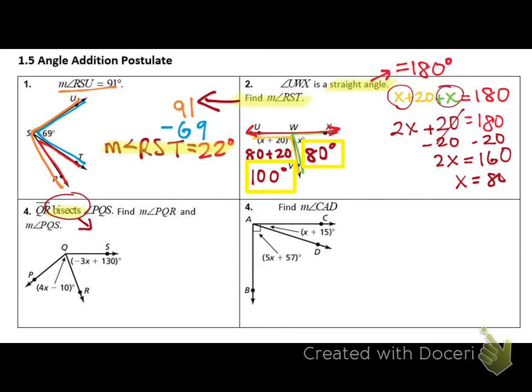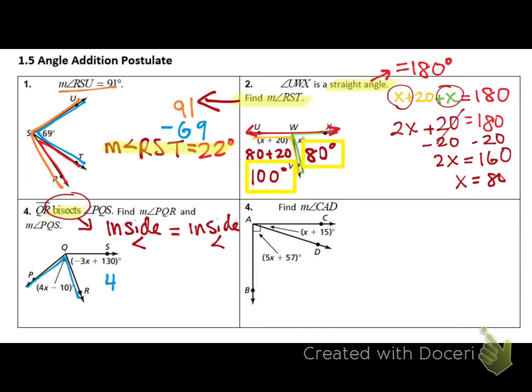It means the angle was cut in half. So what we're going to do is set the inside angle equal to the inside angle, because if the outer angle was cut into 2 perfect halves, the 2 halves equal each other. So anytime you see the word bisect.